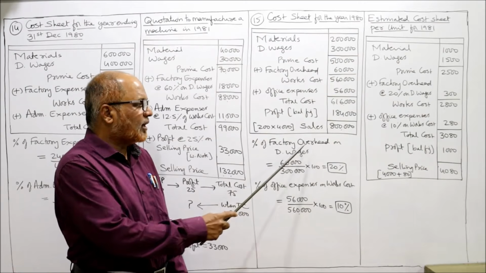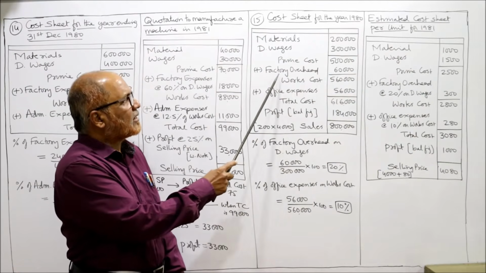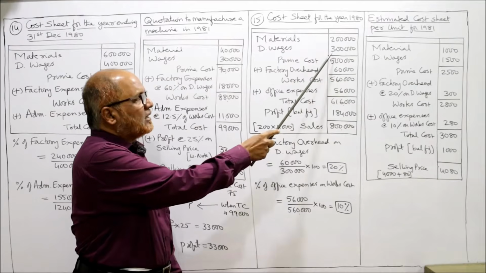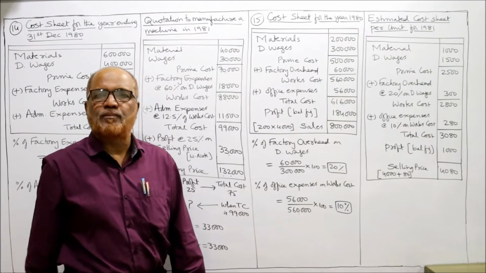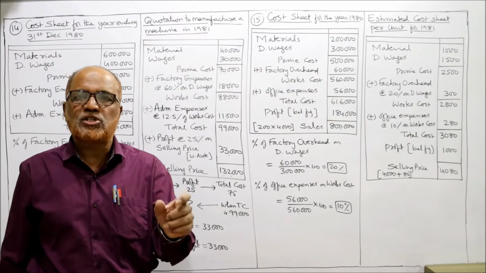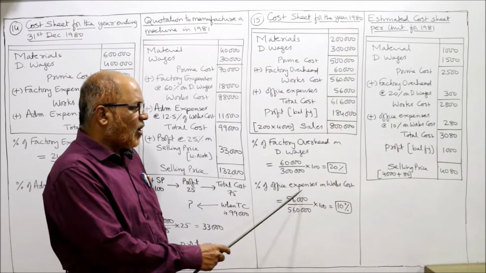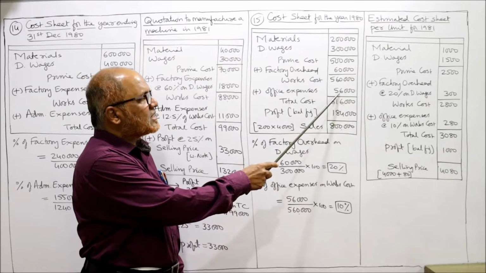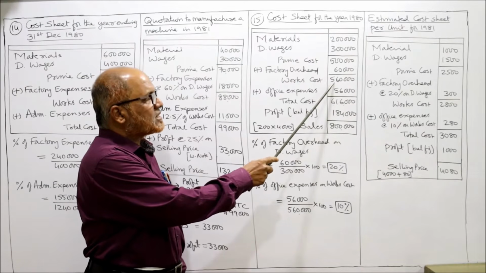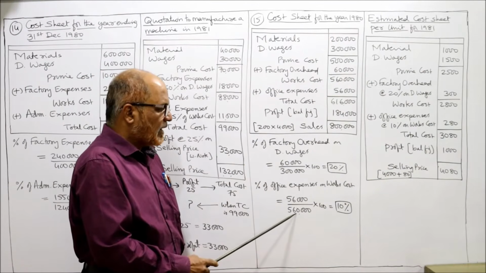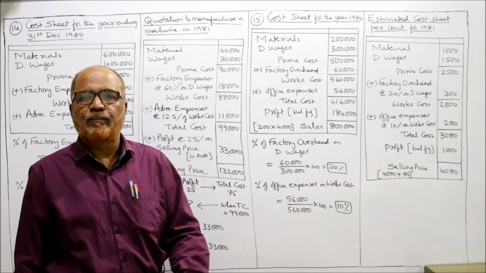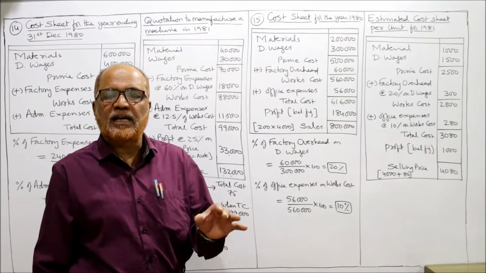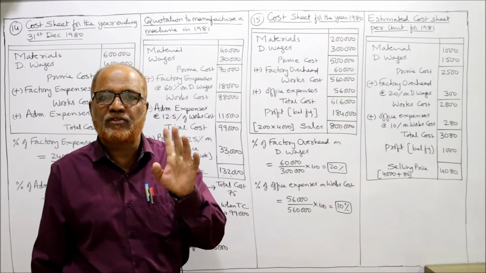Percentage of factory overhead on direct wages. How much is the factory overhead? 60,000. Direct wages are 3 lakh. So 60,000 by 3 lakh into 100, 20%. We got factory overhead is 20% on direct wages. Percentage of office expenses on works cost. Office expenses are 56,000. Works cost is 5,60,000. So 56,000 by 5,60,000, 10%. Over. We have to use these two percentages in our current estimated cost sheet per television set.